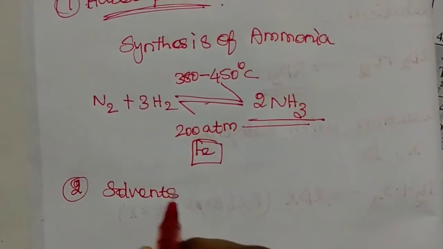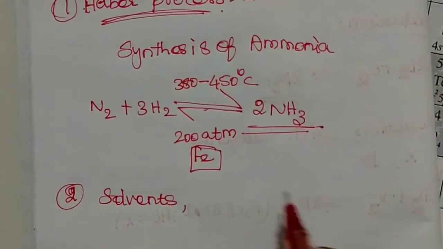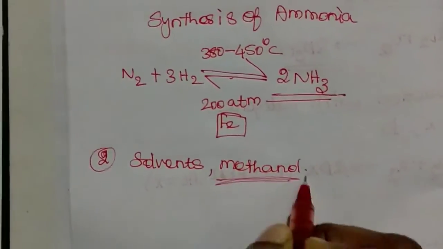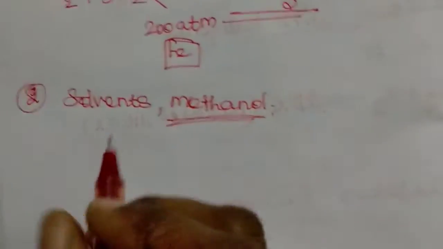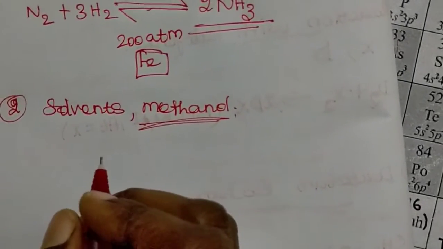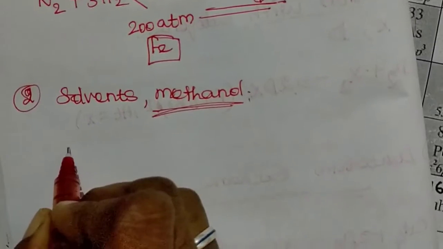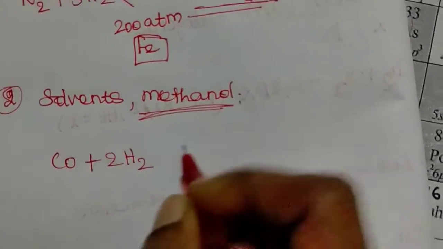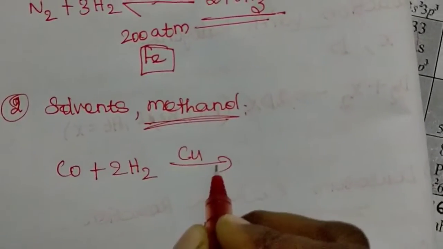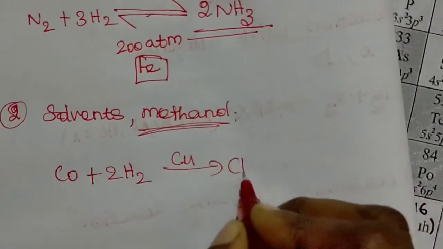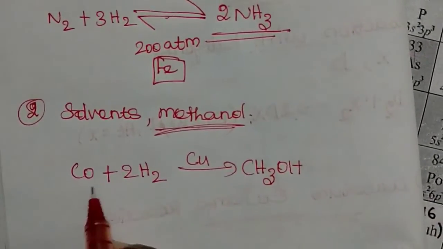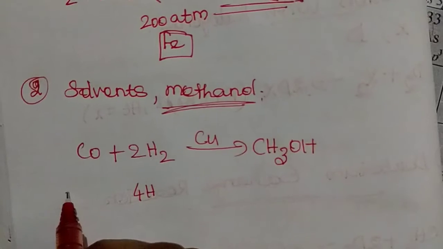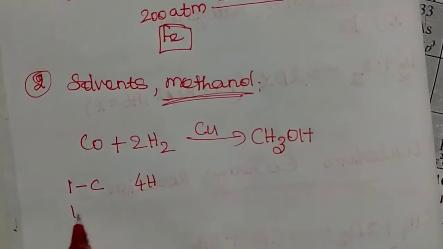For solvents like methanol, methanol is one of the most important solvents we use in industries or in the laboratory. So for the preparation of methanol, we use carbon monoxide plus hydrogen. Carbon monoxide plus hydrogen, in the presence of copper catalyst, produce methanol, CH3, totally 4 hydrogen and 1 carbon, 1 oxygen.